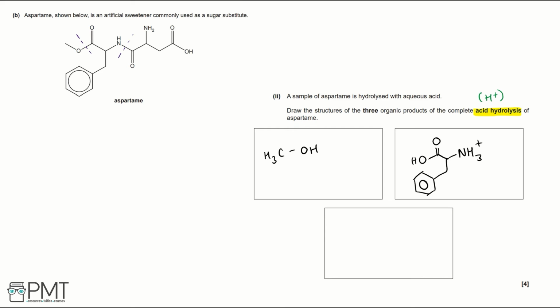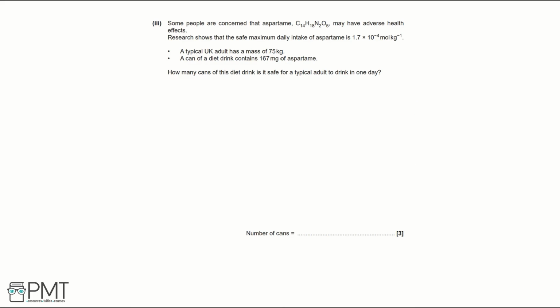Then we need to draw our last structure, so we're turning this into a carboxylic acid at both ends. So we're going to have HOOC, and then our carbon backbone, COOH, and our NH2. But again, because we've got this excess of H+, this NH2 is going to turn into NH3+. And to get the 4 marks for this question, you get 1 mark for each of the structures, and then your 4th mark comes from remembering that the NH2 groups are going to be converted into NH3+ groups.